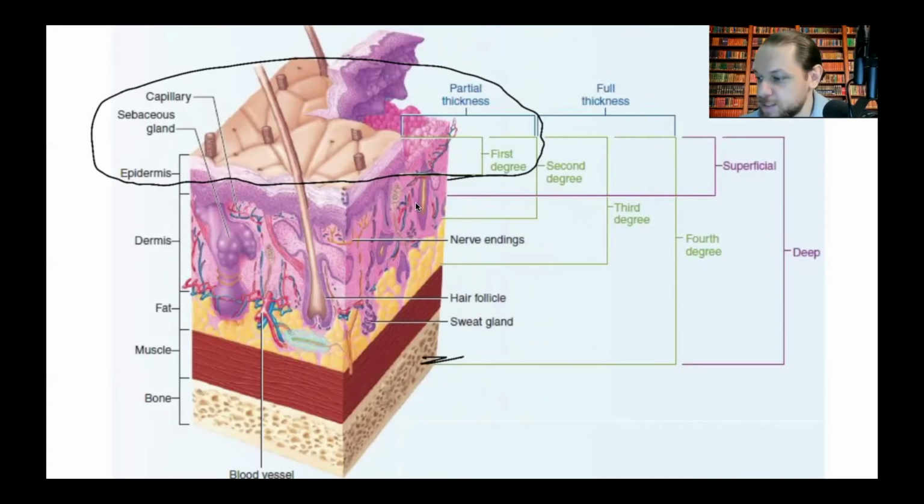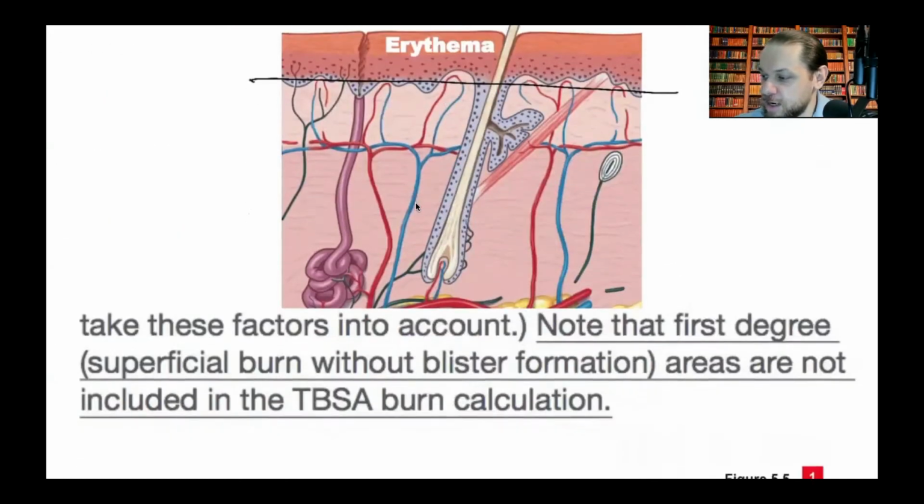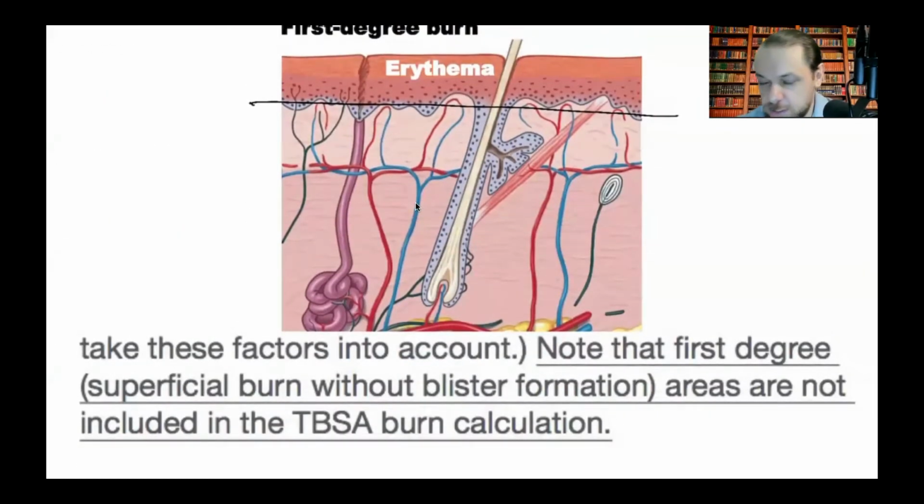The reason being is that for the first degree superficial burns without blister formation, which is essentially when blister formation starts we get to the second degree, right? Those areas are not included in total body surface area calculation, right? So we will not factor this into our rule of 9's when we do our calculation. So remember, what's so special about the first degree burn is that they do not get factored into the whole burn rule of 9's criteria.